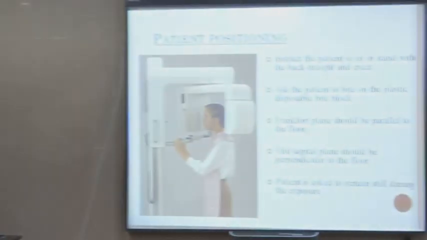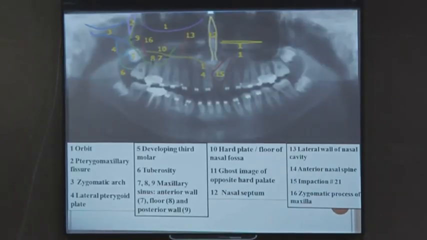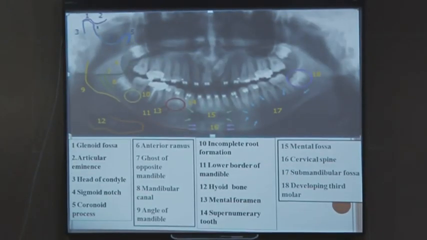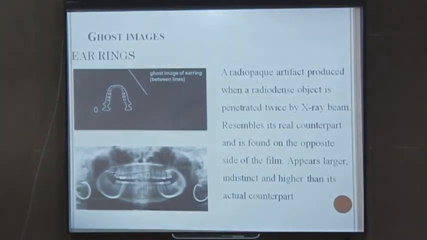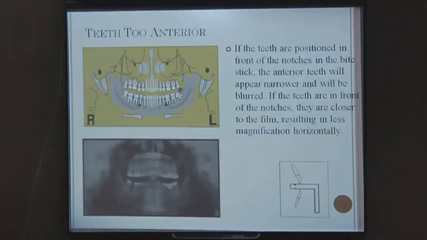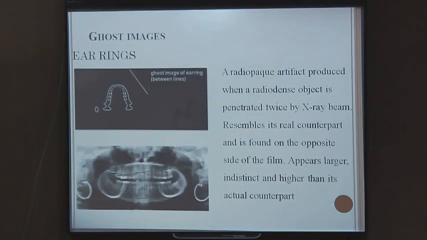Okay, the right answer is, my right side earring is there, it is appearing on my left side, but it will appear at a higher side and it will appear as a larger size. Alright? Okay. That is your ghost image. So, larger, indistinct, higher than the actual counterpart, ghost image.